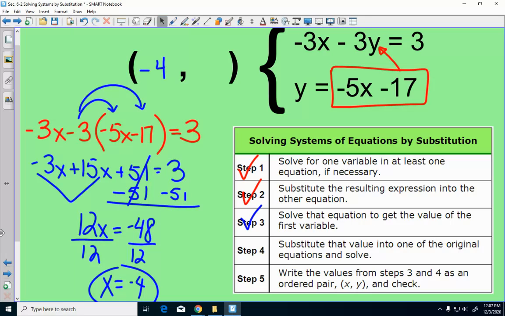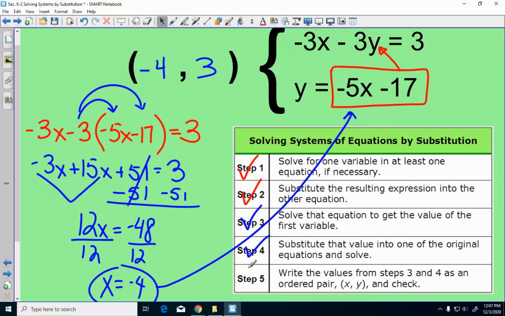One of them is a really good idea, and one of them is not. Is it good or bad? How many of you agree? How many of you disagree? That bottom one says y equals. That's the one I want because it will tell me exactly what y is equal to. Just plug it right into the bottom one. What is -5 times -4? 20, and 20 minus 17 is 3. So there's your answer.